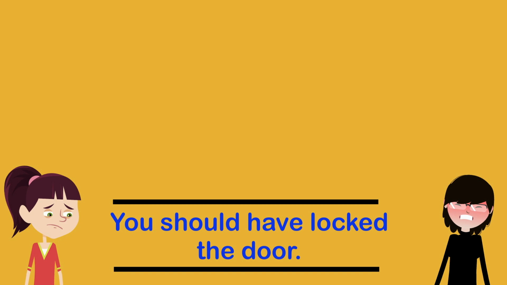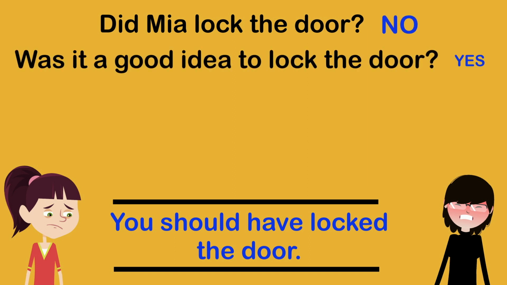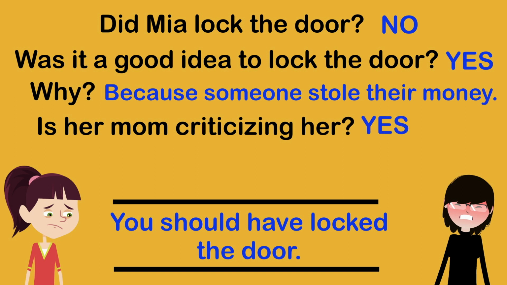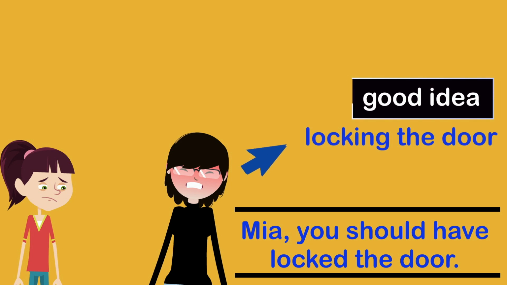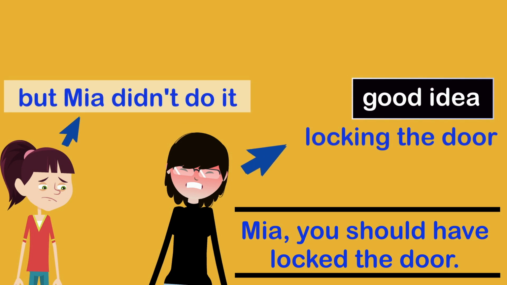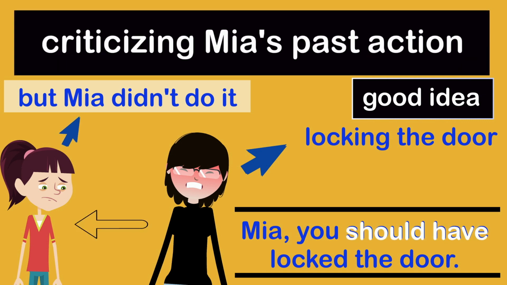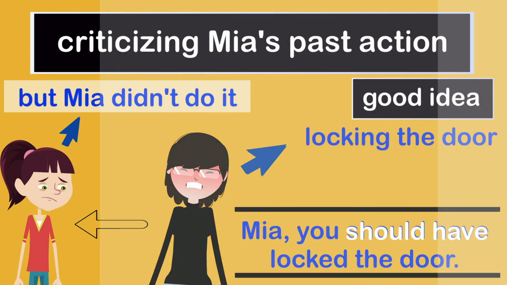Now, let me ask you some questions about the situation. Did Mia lock the door? No. Was it a good idea to lock the door? Yes. Why? Because someone stole their money. Is her mom criticizing her? Yes. Locking the door was a good idea, but Mia didn't do it. So when her mom said, "You should have locked the door," she was actually criticizing Mia's past action, meaning she was saying that what she did in the past wasn't good.